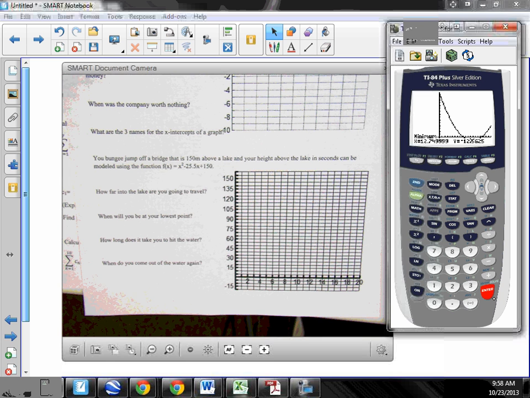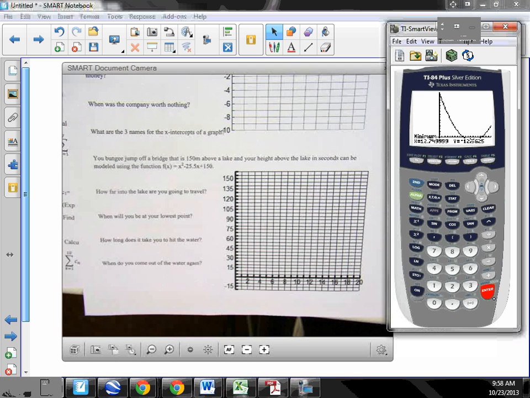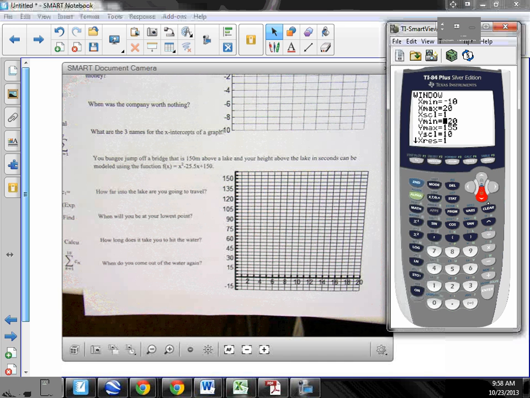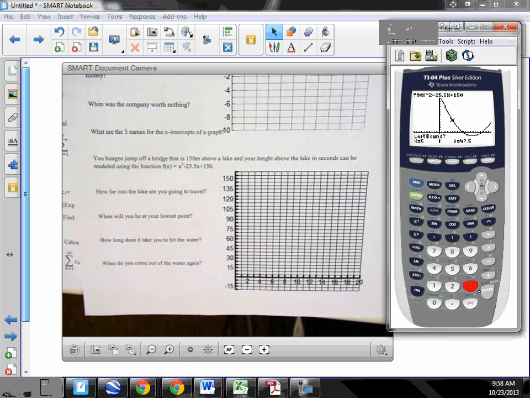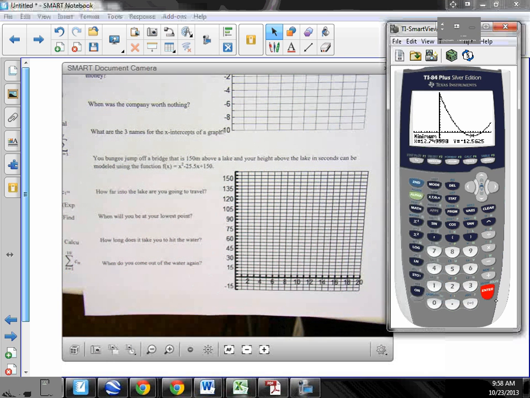How far into the lake are you going to go? Negative 12 and a half. So that's kind of a, let me change my window. Couldn't really see that. Negative 40. Okay, I'll calculate that again. So minimum, from 12 to 13, and 12.5 is my guess. So negative 12 and a half feet.